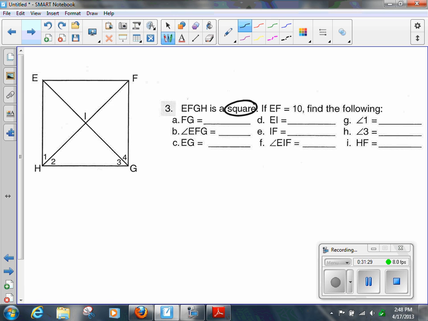Square. It says EF is 10. This is easy. What other sides are 10? All the other sides. How about the diagonals? Are they?